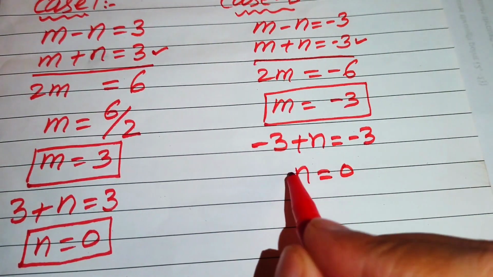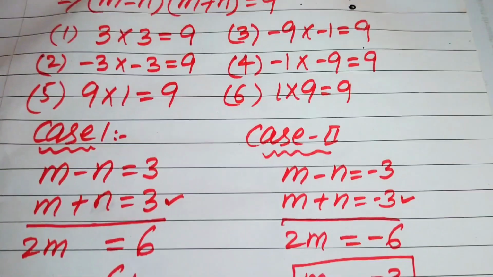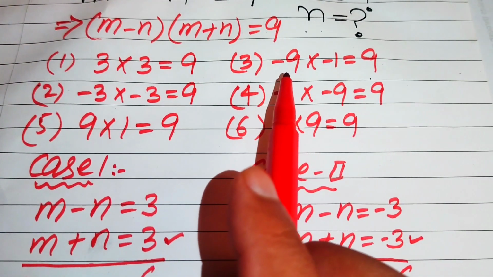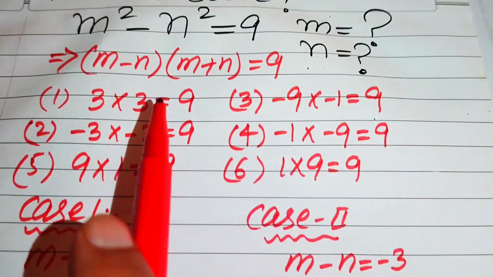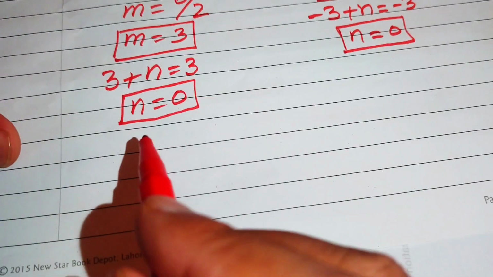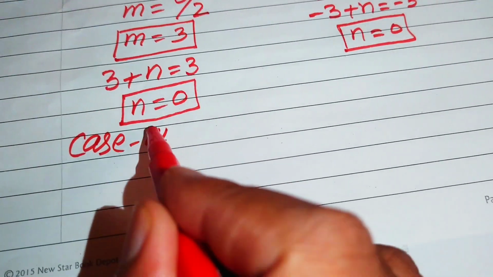So we finally get the value of n in this case is also 0. So now we focus on our case number 3. In case number 3 we have minus 1 times minus 9 times minus 1. So we compare the left hand side with these two values. So we write our case number 3 here.